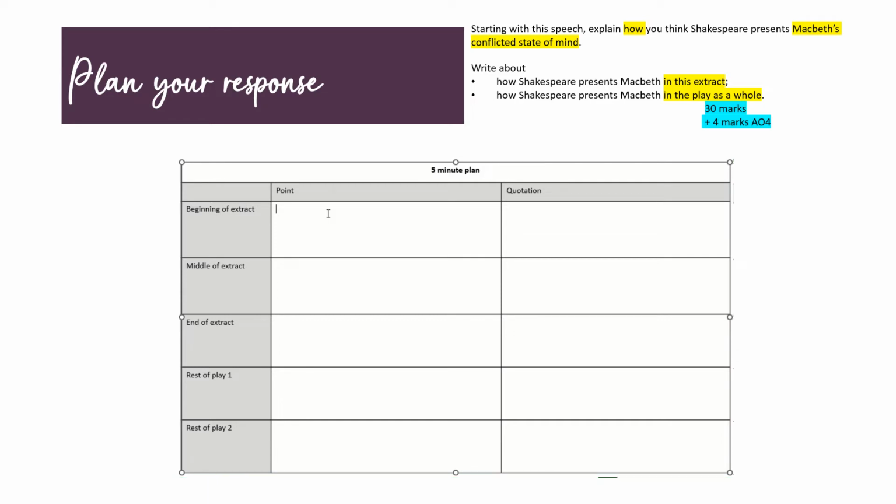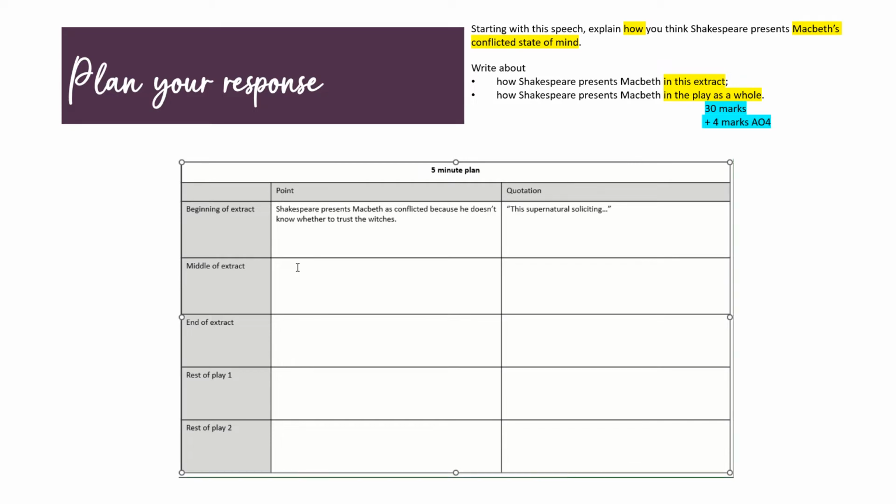So the first thing I'm going to write down is that Shakespeare presents Macbeth as conflicted because he doesn't know whether to trust the witches. Okay, and my quotation for that comes from the extract, and he says this: supernatural, soliciting, cannot be ill, cannot be good. In my plan, I'm not going to write down the whole quotation because I'm going to try and save that time for writing my essay, but I'm just going to jot down the start of that quotation so that I remember which one I'm working on.